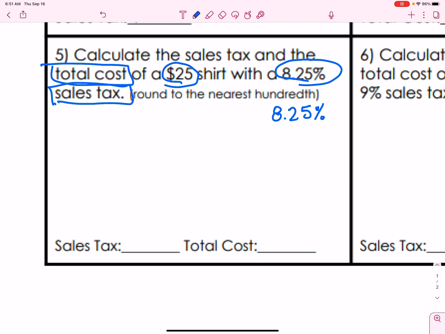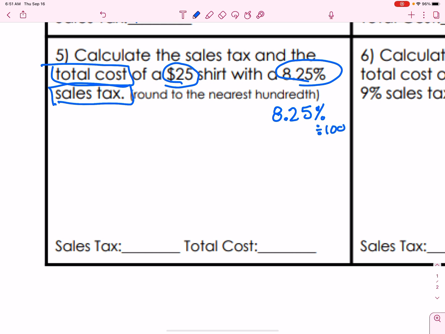8.25%. Now when we have a decimal inside of our percent, that doesn't mean it's already a decimal. We still have to move it. So percent means out of 100. So we can put in 8.25 divided by 100.